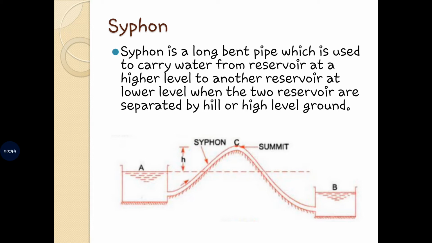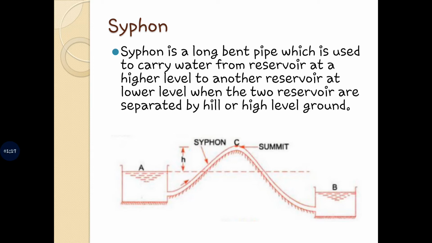Point C is the highest point of the siphon, which is called the summit point. The pressure at point C is less than the atmospheric pressure as it lies above the free water surface in the tank. Pressure at C can be reduced theoretically to minus 10.3 meters of water column, but in actual practice it's only minus 7.6 meters of water column.